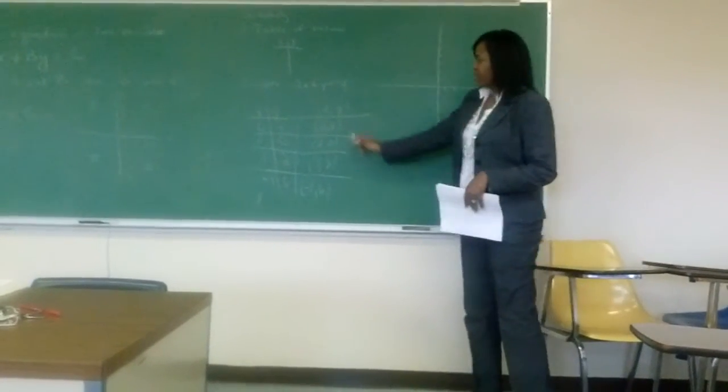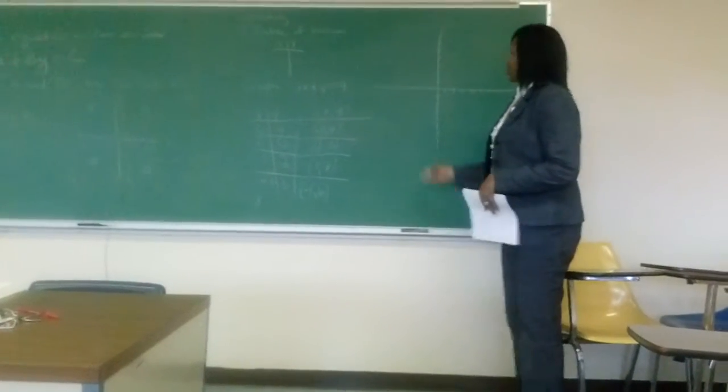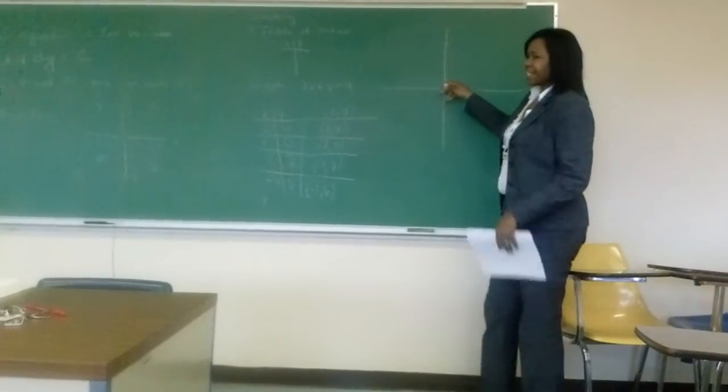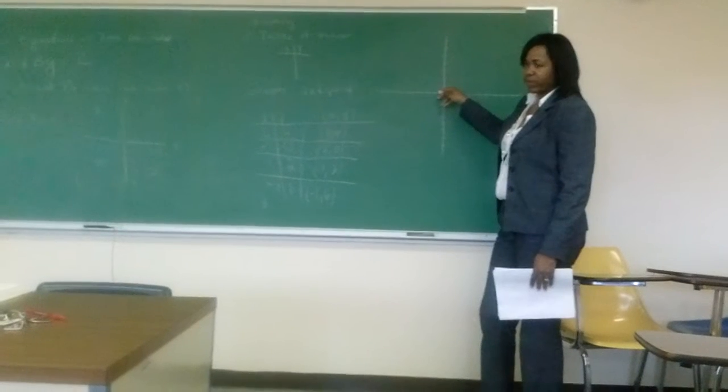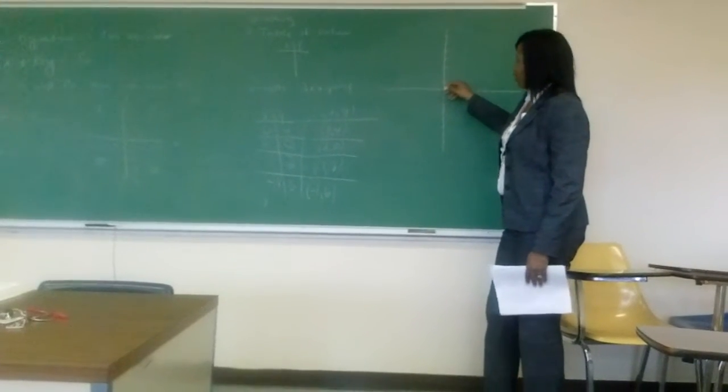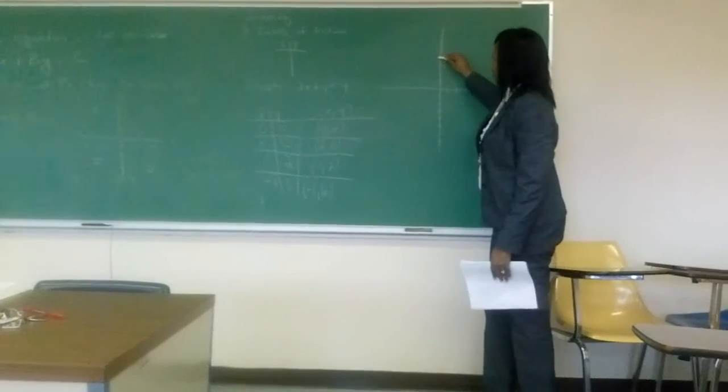So I start here, I'm going to graph (0, 4). That means I start in the middle at the origin. X is not going anywhere because x is 0. But 4 is for y, so I go up 4. 1, 2, 3, 4, I'm here.